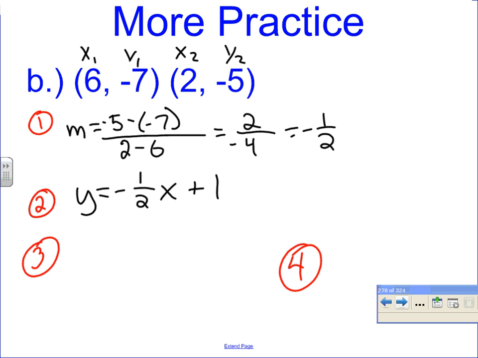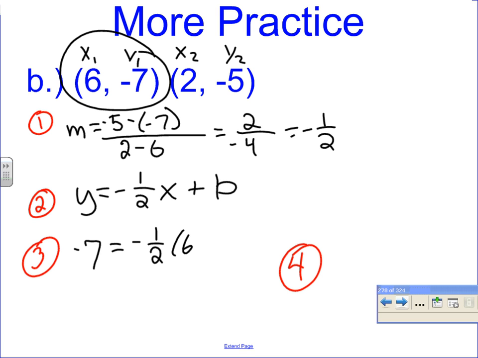Now here's where I'm losing some of you. How do you find b? You can tell us in your own words, Peyton. Awesome. So I'm going to pick this ordered pair just because you can pick either one. Here's where some of you are getting mixed up. This is x, this is y. So -7 goes in for y, 6 goes in for x, find b.